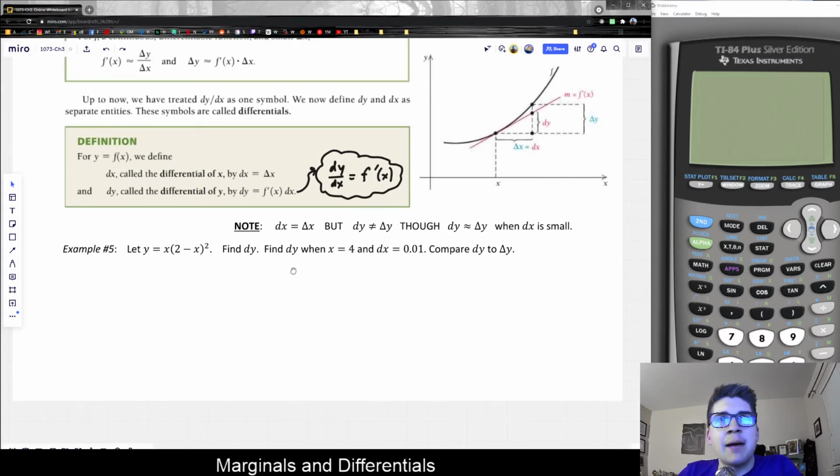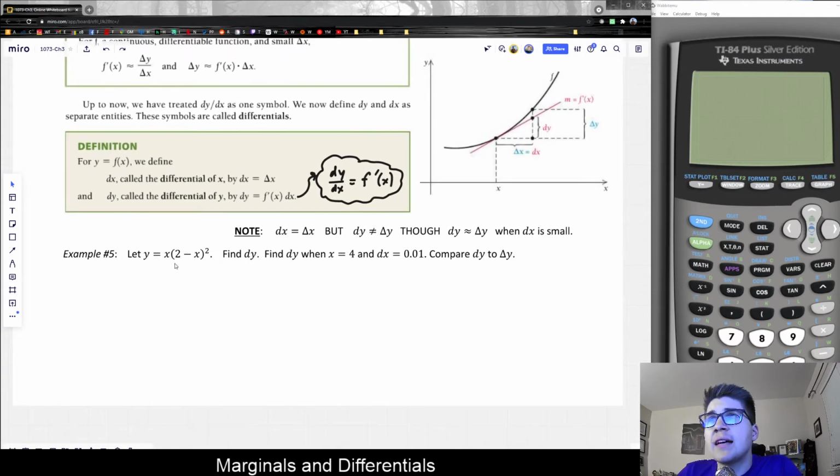But anyways, let's look at an example. It says let y equal x times (2 minus x) quantity squared. It says find dy, and find dy when x is equal to 4, and so on, and compare to delta y.